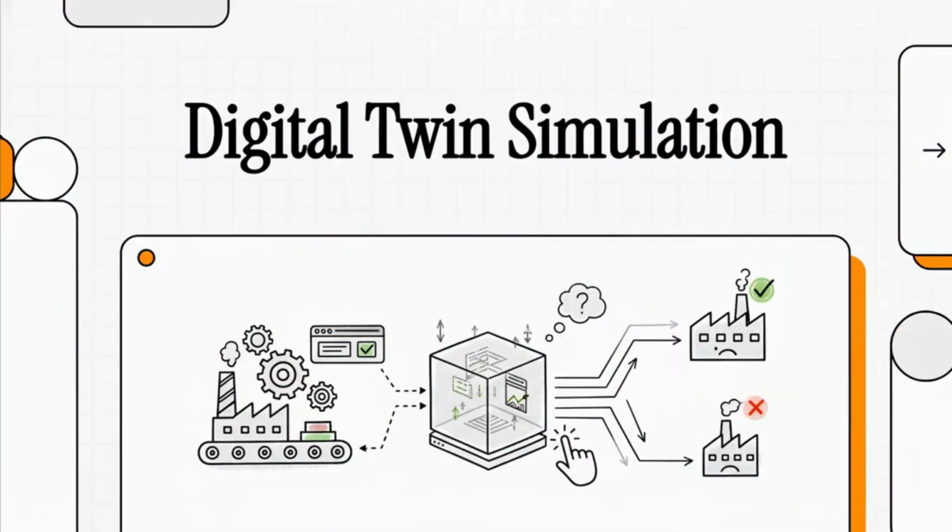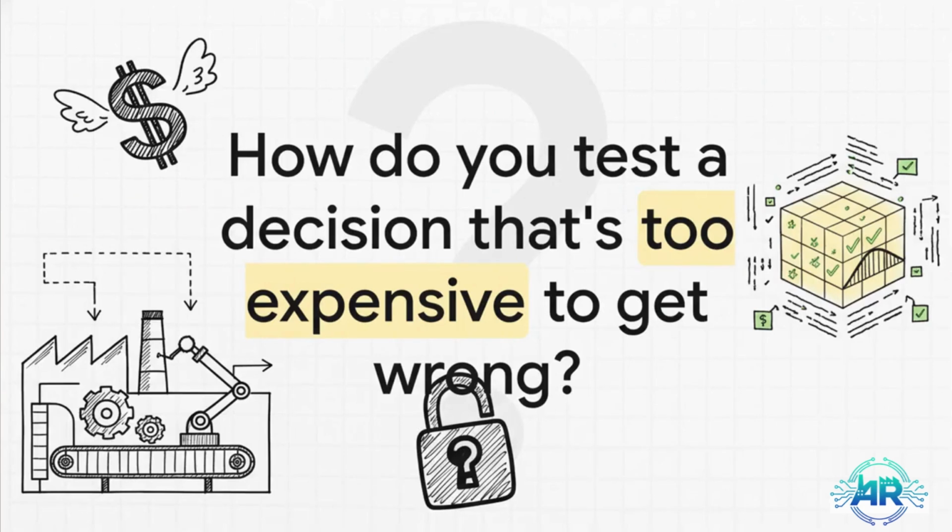All right, welcome back. So last time we talked all about how factories can predict the future. But seeing a problem coming is really only half the battle. The real question is, what are you going to do about it? Today, we're diving into the tech that lets you test drive your decisions before you ever make them, in a world with zero risk. And this, right here, is the big question in modern manufacturing.